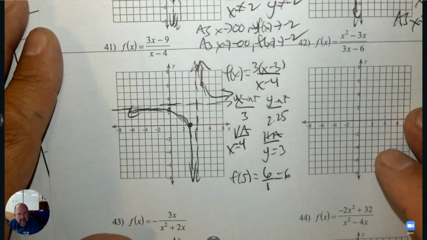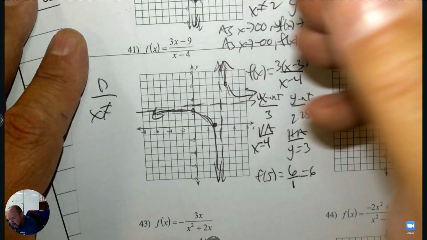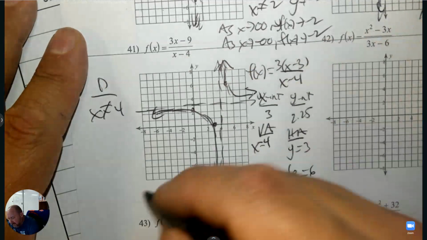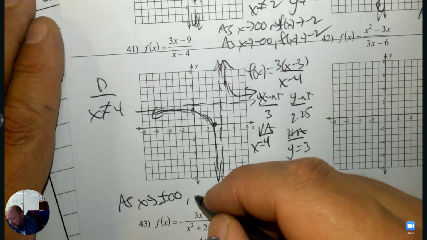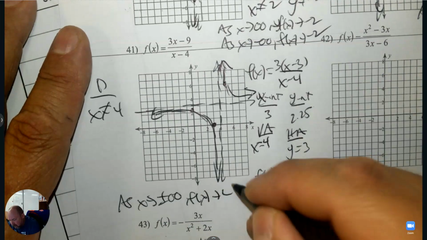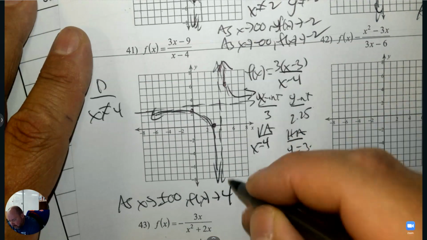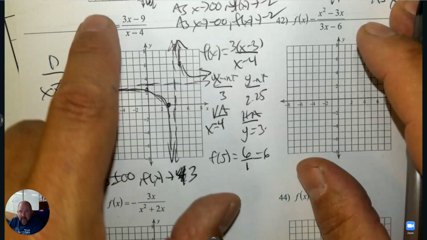Is there something I didn't write down? Domain, x cannot equal 4. And both the ends, so I'm going to write it as one, positive and negative, both ends are going to the number, the horizontal asymptote, which is 4. Right? No, sorry, not 4, 3. The horizontal line.